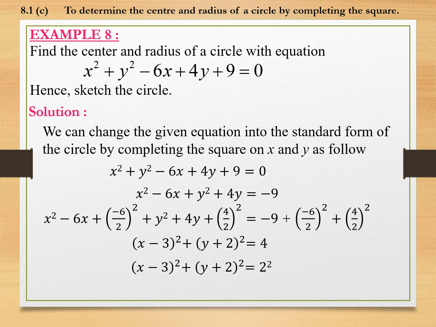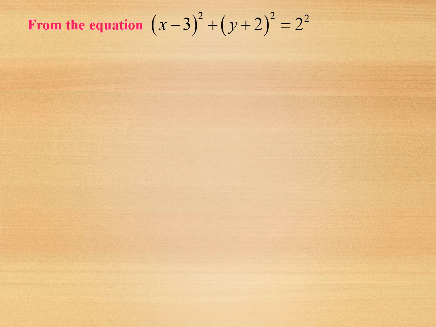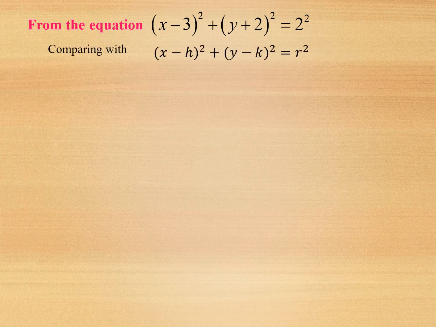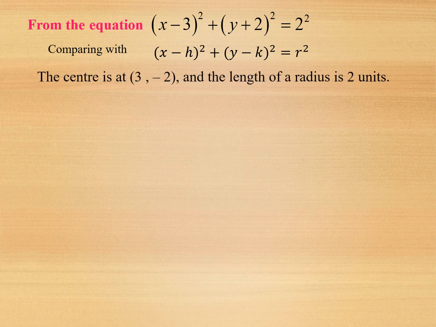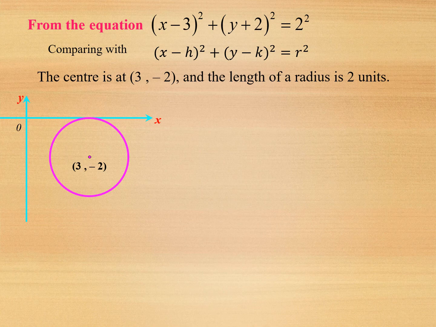When you use the completing the square method, the final solution will be in the standard form, where (x - 3)² + (y + 2)² = 2². From the equation (x - 3)² + (y + 2)² = 2², compared with the standard equation of a circle, we get the center is (3, -2), and the length of the radius is 2 units. We sketch the given circle.